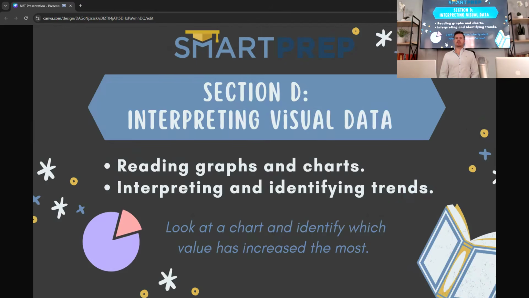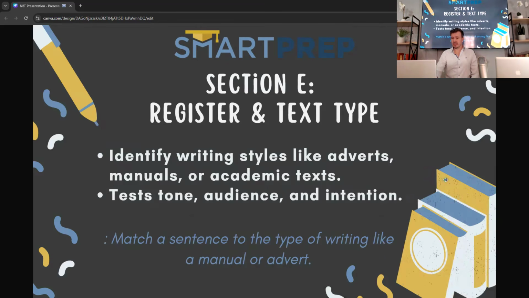Section D, interpreting visual data. Okay, so this is the stuff where you look at a graph. So they'll give you a graph of, say, vehicle sales, and they'll say, identify the trend from 1990 to 2010. Was it increasing or decreasing? Something like that. So, as I said, we will go through examples from past papers in the playlist, but this is just to give you an idea of what's coming.